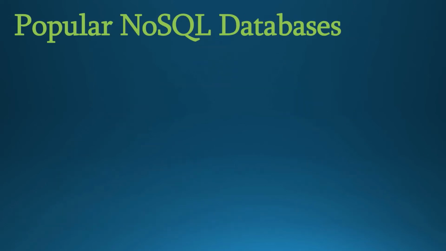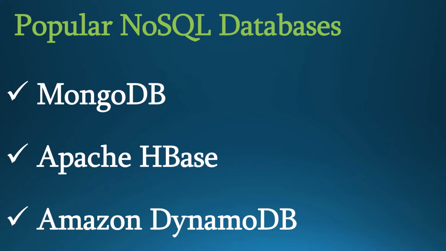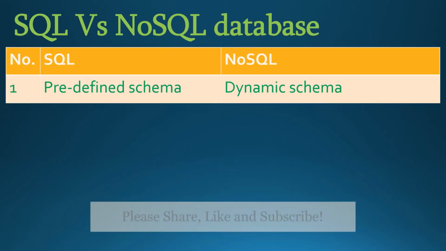Now let's look at some of the popular NoSQL databases. First is MongoDB, then Apache HBase, then Amazon DynamoDB. These are currently popular NoSQL databases. Now let's discuss SQL versus NoSQL database, and I will tell you when to use SQL database and when to use NoSQL database.